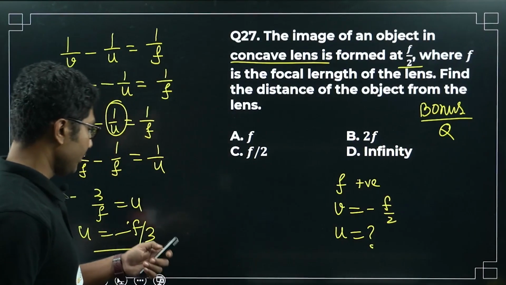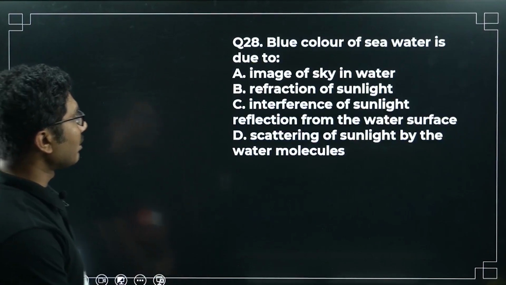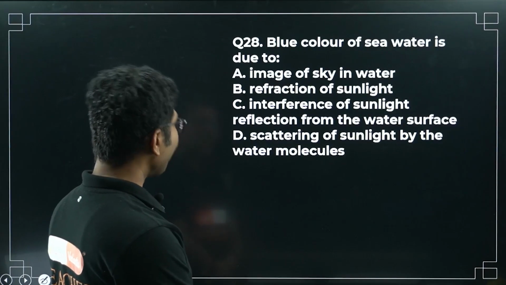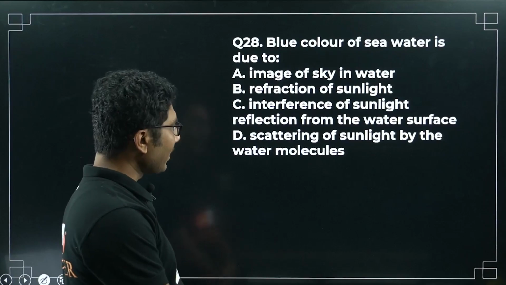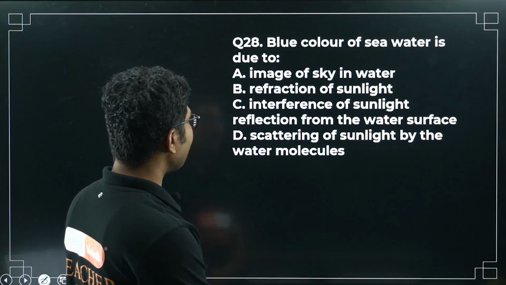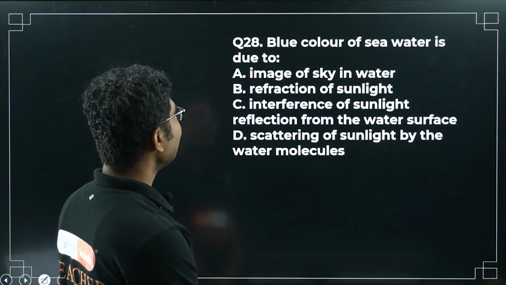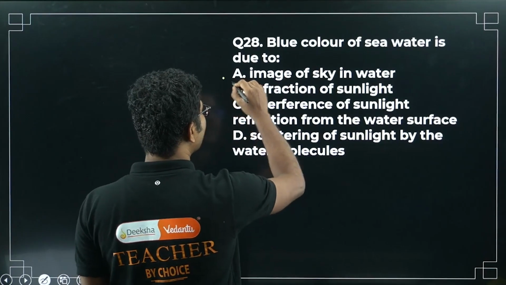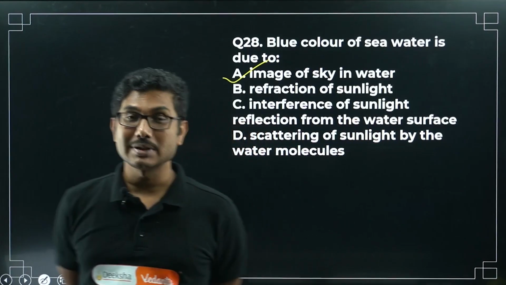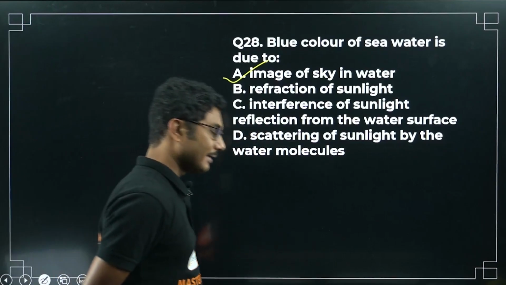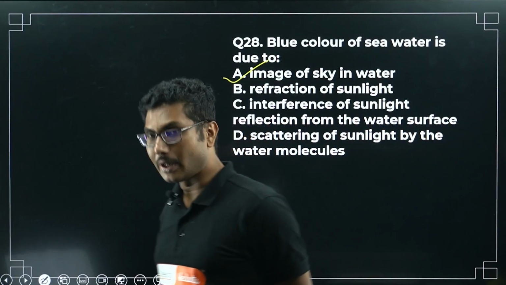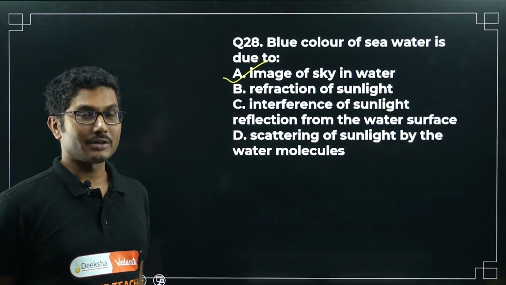Okay, next question. Blue color of sea water is due to: image of the sky in the water, refraction of sunlight, interference of sunlight, reflection of the water on the surface, or scattering of sunlight by the water molecules. So basically the blue color of sea water is the image of the sky in the water. The scattering happens in the atmosphere, and that's why the sky appears blue, and the same blue color is reflected by the water. So basically it's an image of the sky on the water.